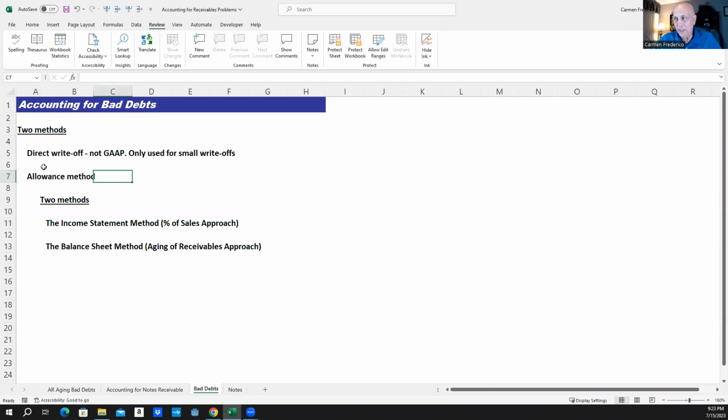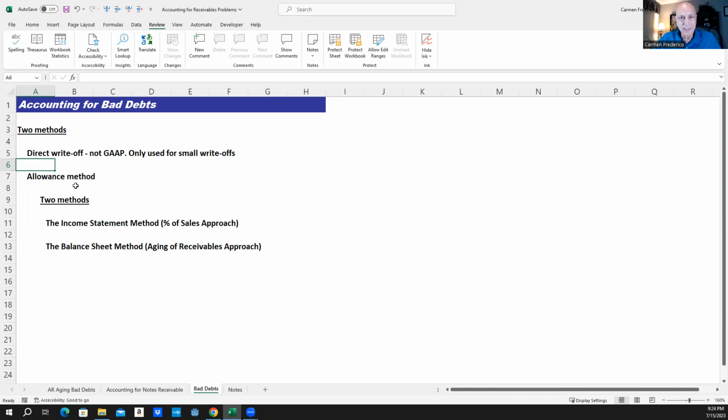You want to use the allowance method. And what is the allowance method? The allowance method says you estimate what your bad debts are, and you set that money aside, like an allowance. And as you have bad debts, you satisfy those bad debts by taking money out of the allowance account and writing off the receivable. So the direct write-off method would just expense the bad debts as they happen, but GAAP, generally accepted accounting principles, says, no, you must account for these bad debts, estimate them.